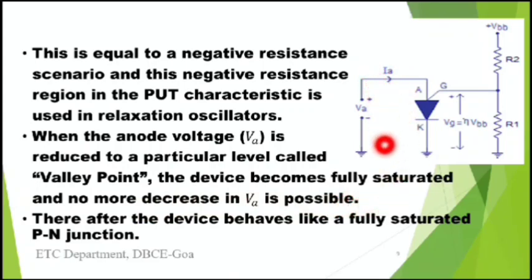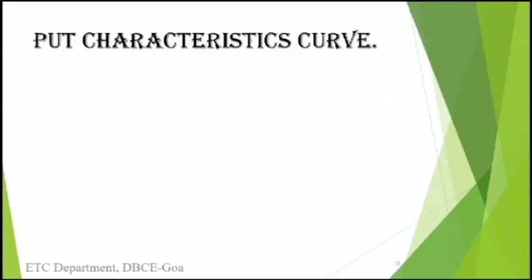Now VA has decreased up to the valley point, and the PUT device starts behaving like a fully saturated PN junction. So this is how a PUT device is converted into a fully saturated PN junction. Now that we know the working of PUT, let's go through the PUT characteristic curve.